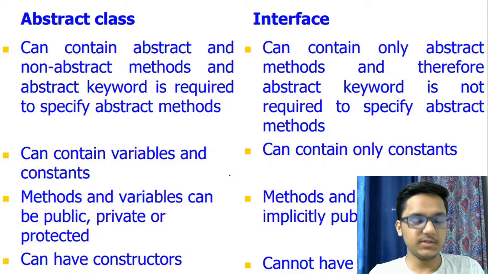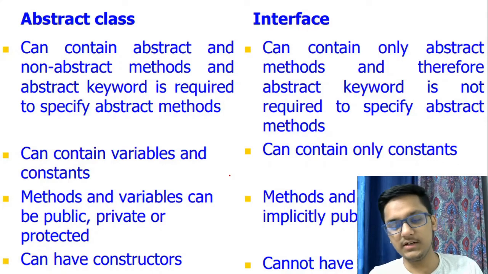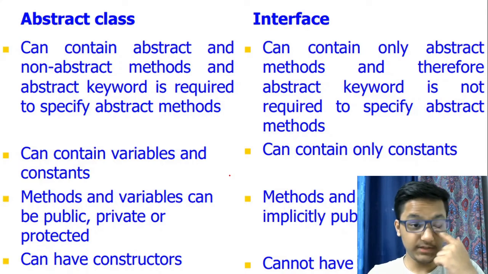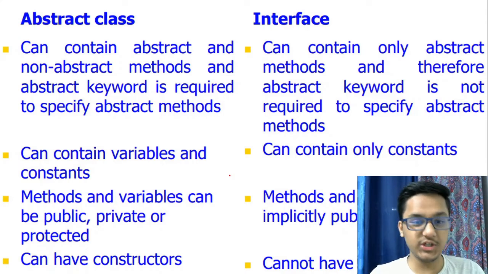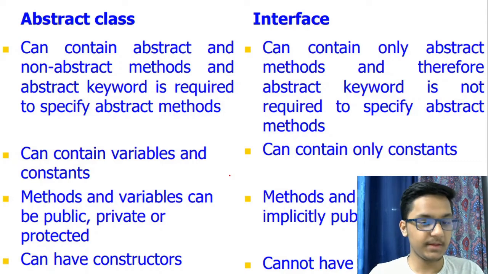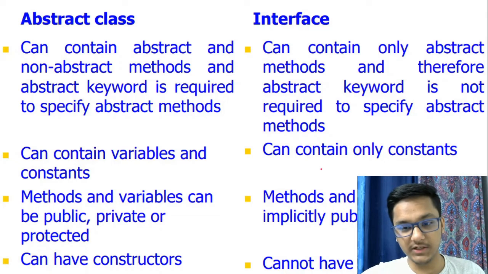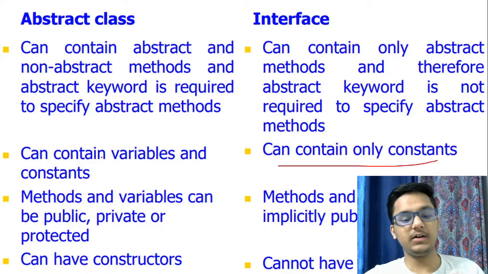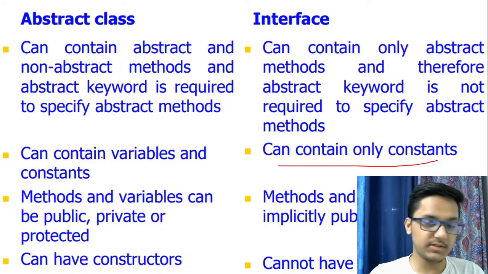So you already know the similarities between an abstract class and an interface class. First of all, both of these cannot be instantiated, which means we cannot create an object of either of these classes. Now, an interface, like we have studied, can only contain constants and abstract methods. But an abstract class may or may not contain constants and may or may not contain abstract methods.